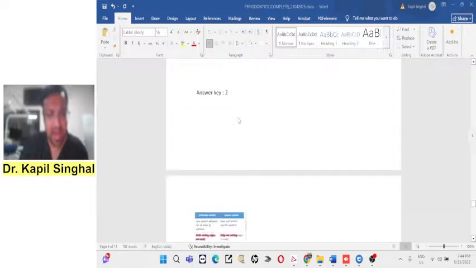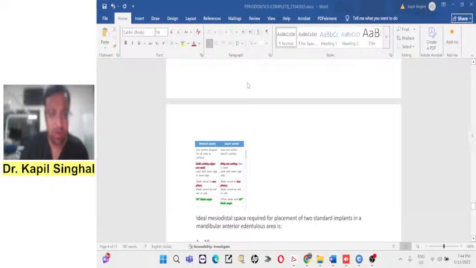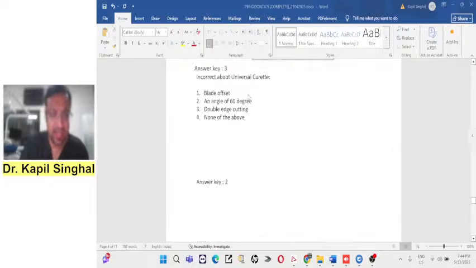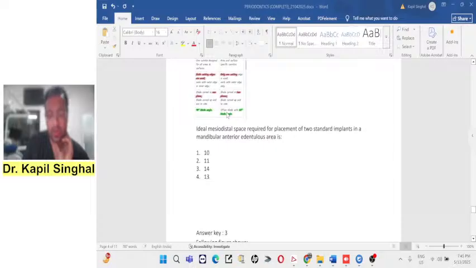And also ideally option A is also wrong. Blade is offset. Offset is 60 degrees. Maybe the question is what is the correct option of universal curette? So ideally, in this both cutting edges, that is option 3. So there is something wrong within this option. If the option is incorrect, then options 1 and 2 both are incorrect. If the question is correct, then option 3 is correct here. Okay. So maybe the recalled question is not correct.